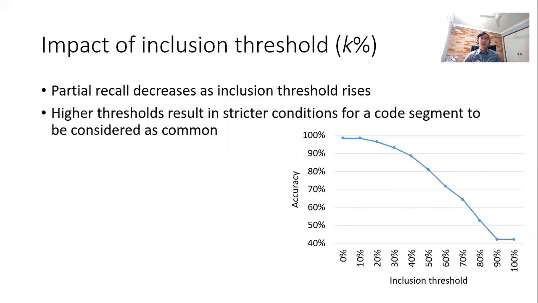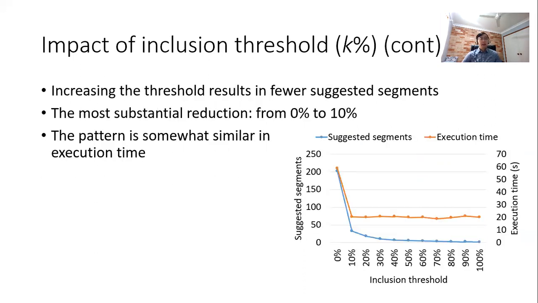So as you can see in the figure, partial recall decreases as the inclusion threshold rises. Higher thresholds result in a stricter condition for a code segment to be considered common. In terms of efficiency, increasing the threshold results in fewer successive segments, with the most substantial reduction from 0% to 10%. The pattern is somewhat similar in terms of execution time.